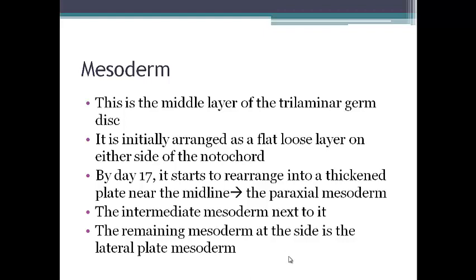We refer to this as the paraxial mesoderm. This arrangement in general also gives me the intermediate mesoderm right next to the paraxial mesoderm. And anything remaining at the sides is referred to as the lateral plate mesoderm. So basically, at the beginning, it's just a flat, loose layer of cells, and then they start to organize themselves so that they can be divided into three separate segments.